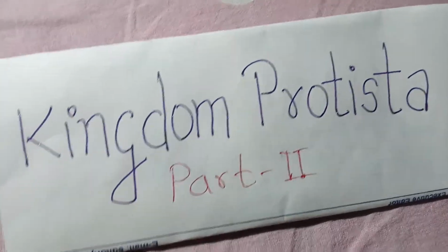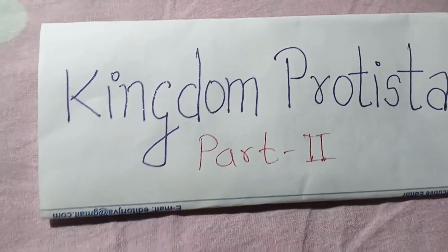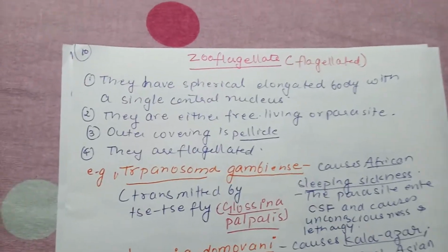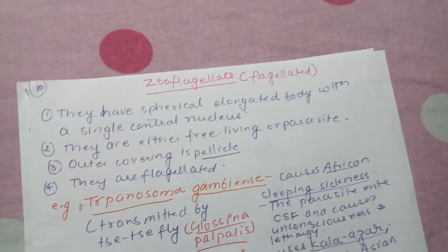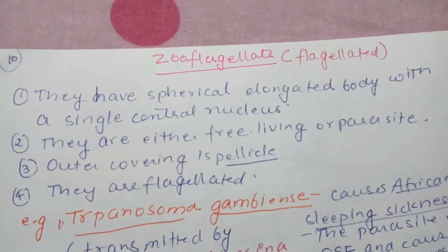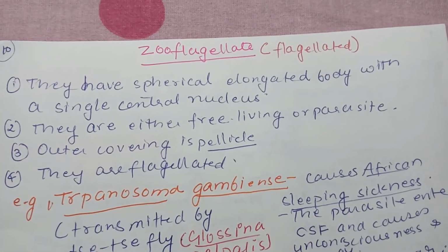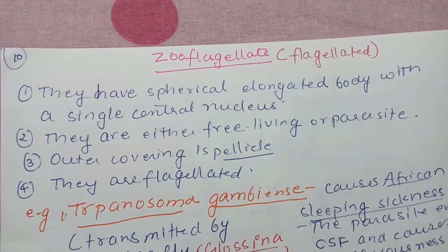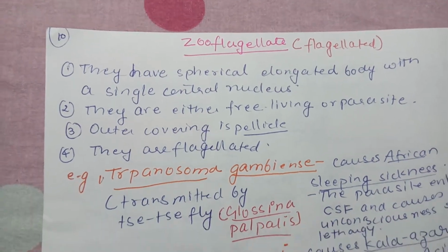Now we will see zooflagellates, another division of Protista. Zooflagellates are also called protozoans. Now four different categories are there. First is the flagellated. They have a spherical or elongated body with a single central nucleus. They are either free living or parasites. Outer covering is pellicle. They are flagellated.